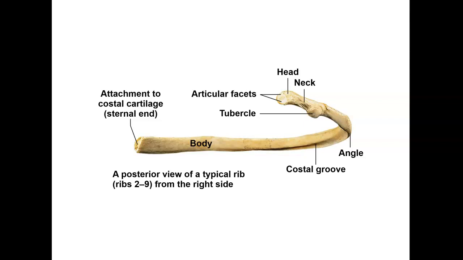Looking at that rib up close, notice how it has articular facets. Those are going to be flattened sections that will articulate with other bones. The top of it is called the head. The skinnier section below the head is called the neck. You have a little hump that sticks out, which is called a tubercle. When it starts to curve, that's going to be called the angle. There is a groove or an indentation that runs along the side called the costal groove. And then the main part is called the body. And this is what ribs look like for the basic ribs 2 through 9.